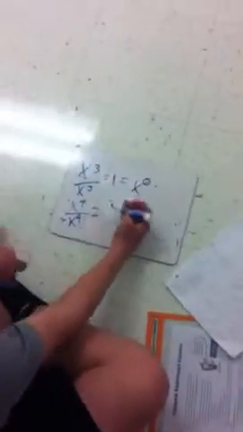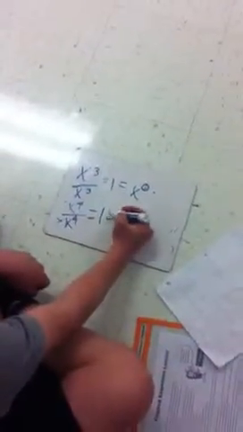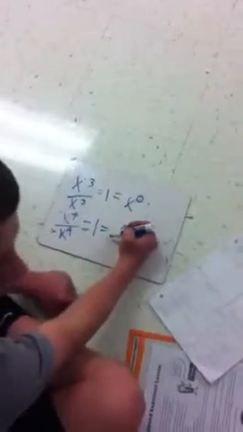Okay, we're back. Hope you guys did that problem. Let's redo it. X to the 4th power over x to the 4th power equals 1. But 4 minus 4 is 0. So the answer is x to the 0th power.